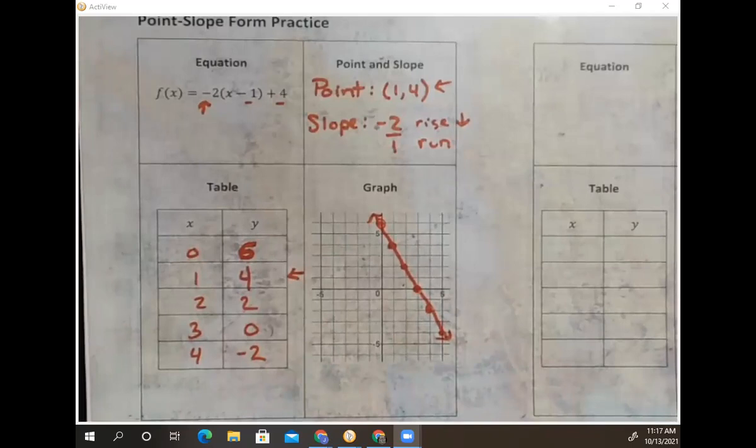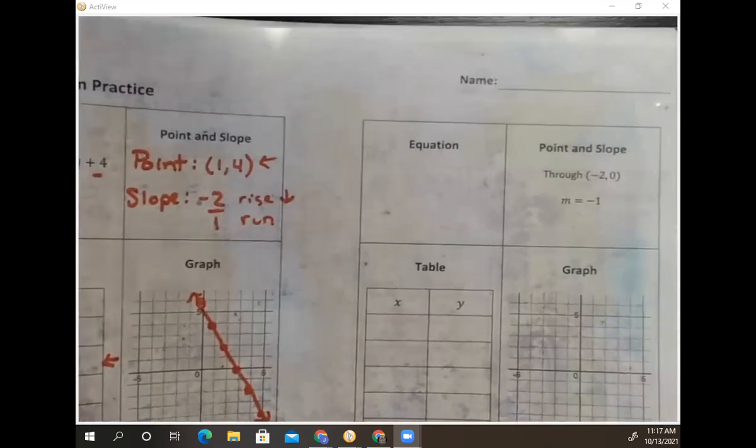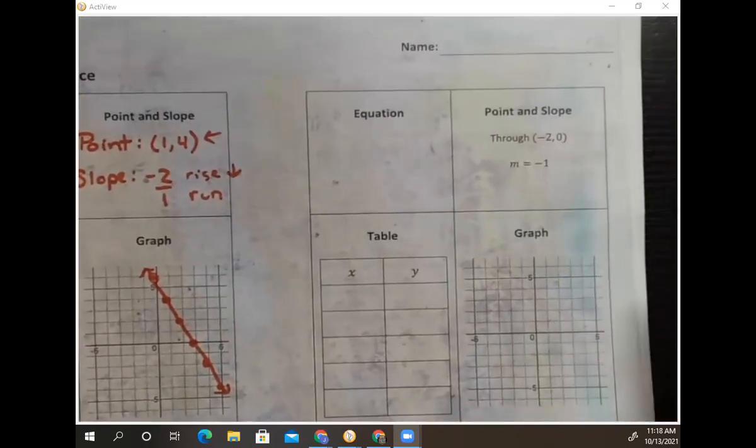Questions for me on that first one? Okay, try the second example on page 106. This time you're given a point and the slope. I want an equation, a table, and a graph.